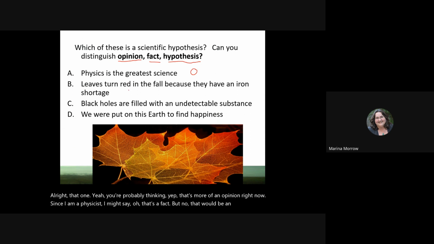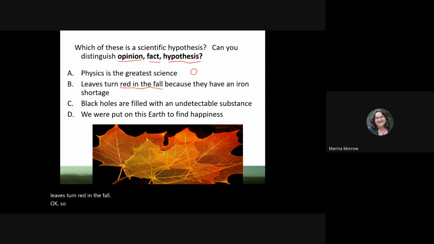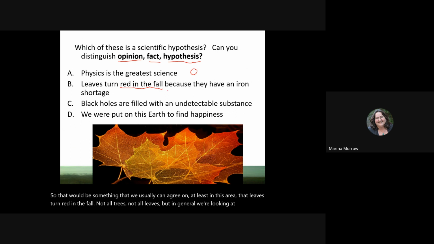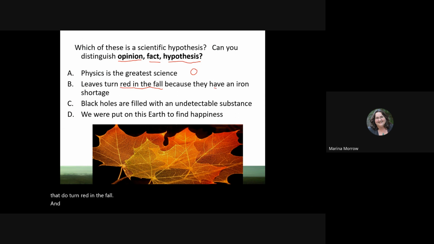Okay, now leaves turn red in the fall. Okay, so that would be something that we usually can agree on, at least in this area, that leaves turn red in the fall. Not all trees, not all leaves, but in general, we're looking at those leaves that do turn red in the fall. And this hypothesis, an explanation might be that they have an iron shortage. Okay, so it's something that we can test, right?